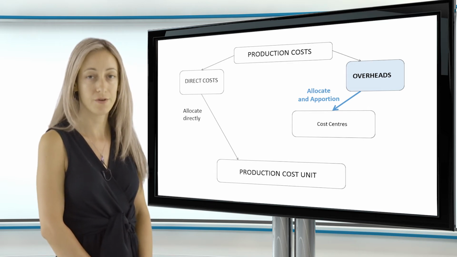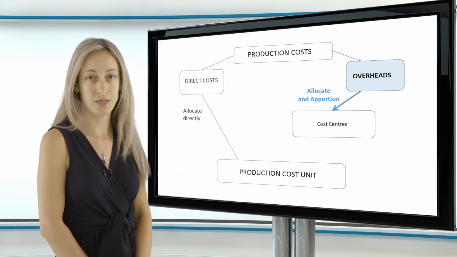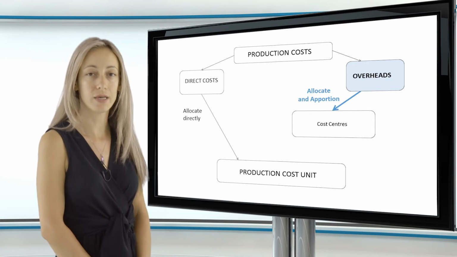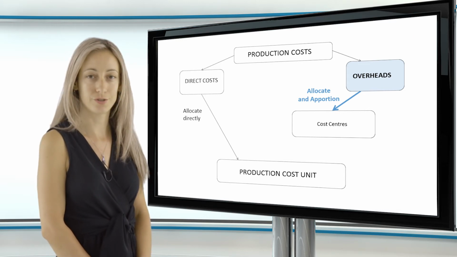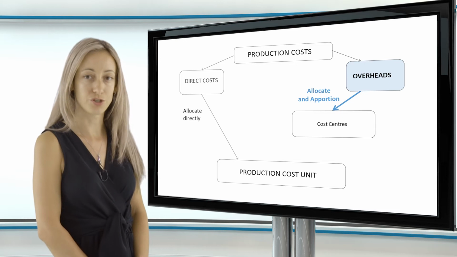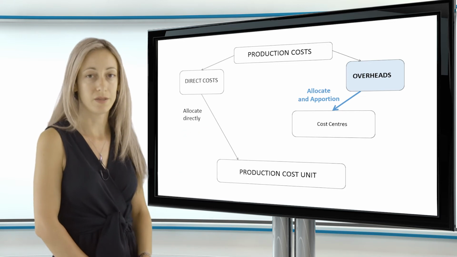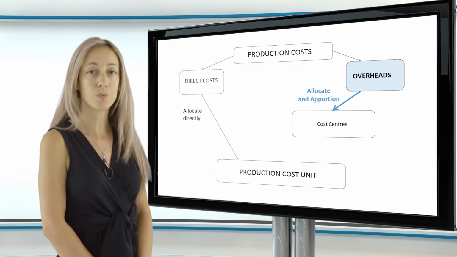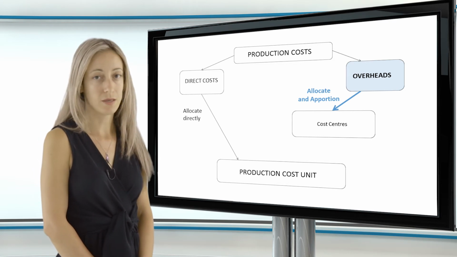So our task is, first of all, to allocate those indirect costs to the different cost centers. We have to divide them between the cost centers to which they relate. And not just that, but we have to calculate what proportion of the total overhead cost should go into each cost center. That's what we call apportionment. So really, we look at our overheads and we allocate and apportion them, divide them, using a fair basis between our cost centers.